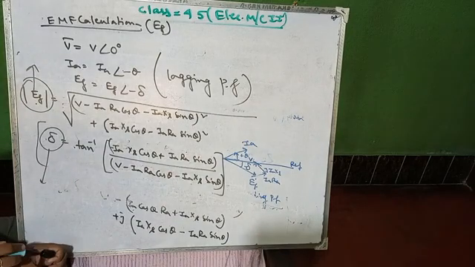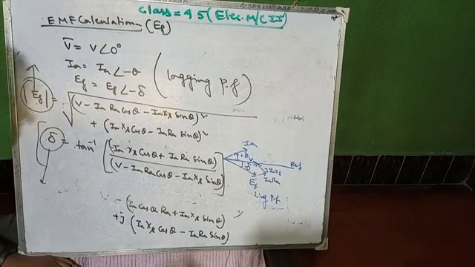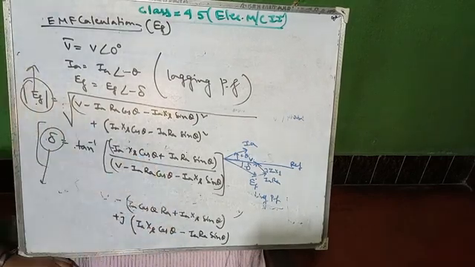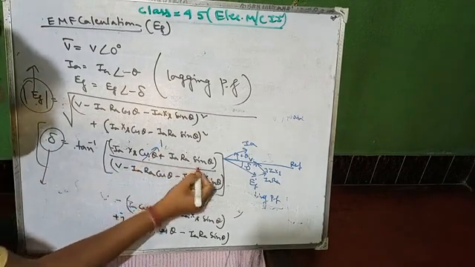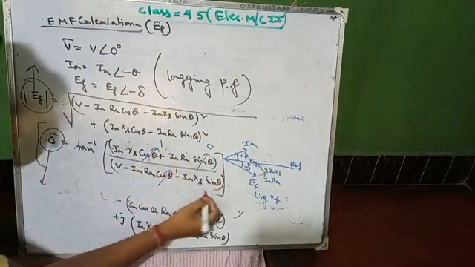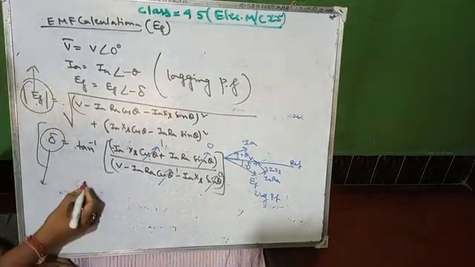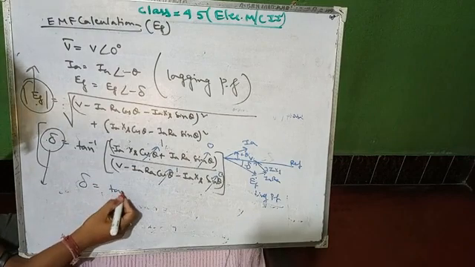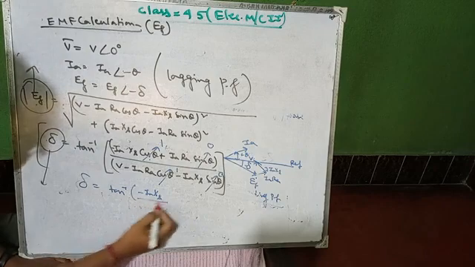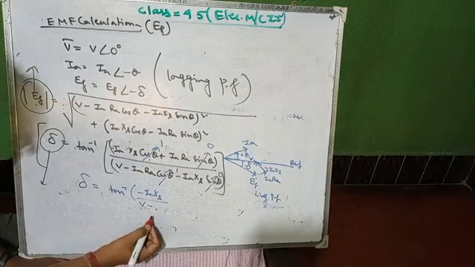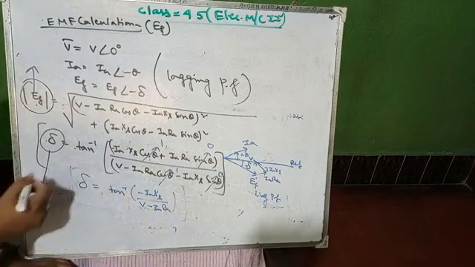Okay, and for unity power factor, if you want to find it, then you can take theta such that cos theta equals 1 and sin theta equals 0. That means for unity power factor, your del equals tan inverse of minus IA XS divided by V minus IA RA. Okay, so this is for unity power factor type load.